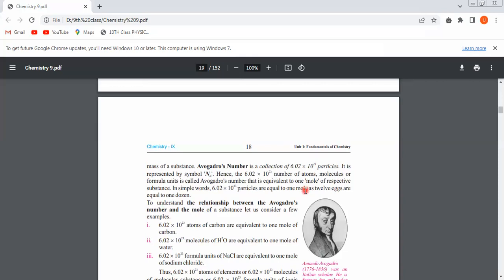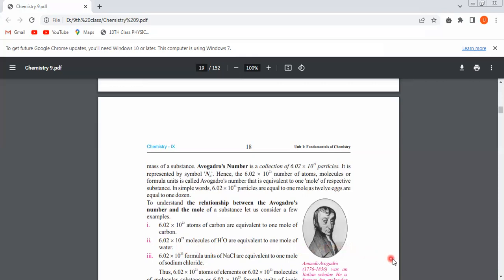In simple words, 6.02 × 10^23. To understand the relationship between the Avogadro number and the mole of a substance, let us consider a few examples. 6.02 × 10^23 atoms of carbon are equivalent to 1 mole of carbon. 6.02 × 10^23 molecules of H2O are equivalent to 1 mole of water. 6.02 × 10^23 formula units of NaCl are equivalent to 1 mole of sodium chloride.